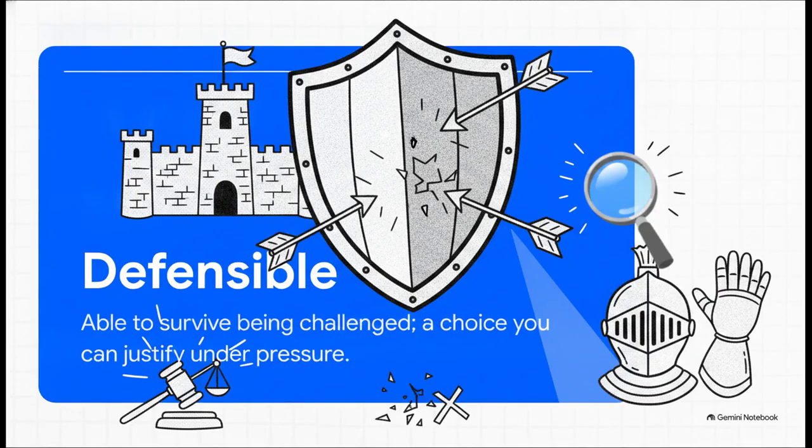Listen closely, because if you remember only one word from this entire explainer for your next job interview, make it this one. Defensible. Defensible means your choice is able to survive being challenged. You can justify it under pressure. You don't have to claim your model is perfect. You don't have to claim it's optimal. You just have to prove that, given the constraints you had, your choice was defensible. It is the ultimate professional shield. You might tell an interviewer, my choice of algorithm wasn't perfect, but it was highly defensible.